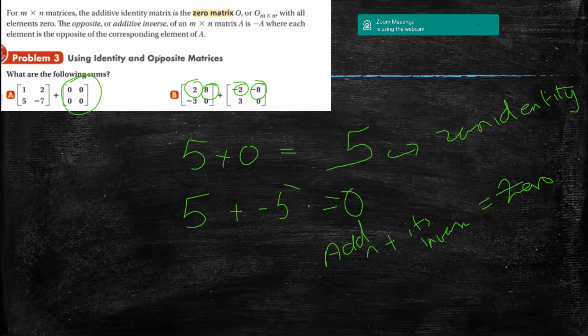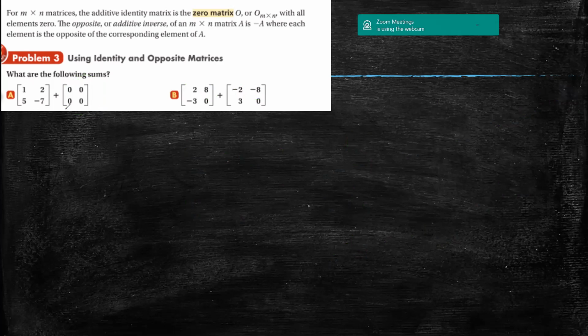So let's use now the identity and the opposite matrices. Let's talk about number 1. Here you have two matrices that are added. Matrix A is 1, 2, 5, and -7, and the second matrix we call the 0 matrix. That means 1 plus 0 is 1, 2 plus 0 is 2, 5 plus 0 is 5, and -7 plus 0 is -7.